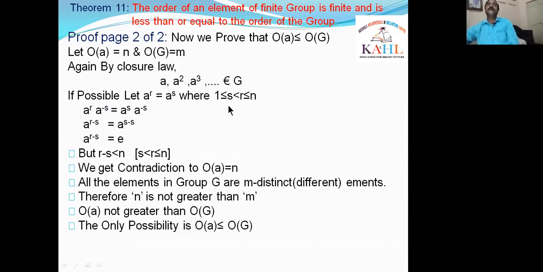But here R is the bigger one, S is the smaller one. R minus S is, these two are less than or equal to N. S is less than or equal to N, R is less than or equal to N. So R minus S is strictly less than N, is it right? We have taken that the order of A is equal to N, which means N is the least one. Here A power R minus S is equal to E, and R minus S is less than N, which is a contradiction to the order of A being equal to N.